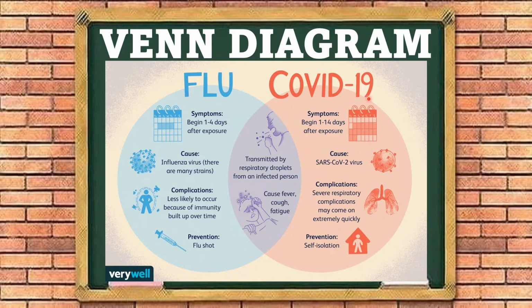Next, write down the differences or unique characteristics inside its own sector, avoiding the overlapping area. This one. This part is for COVID-19, the red part, and the blue part is for the flu or influenza. Lastly, list the similarities in the common area. In this part, the overlapping part of the circles, these are the similarities of both flu and COVID-19.